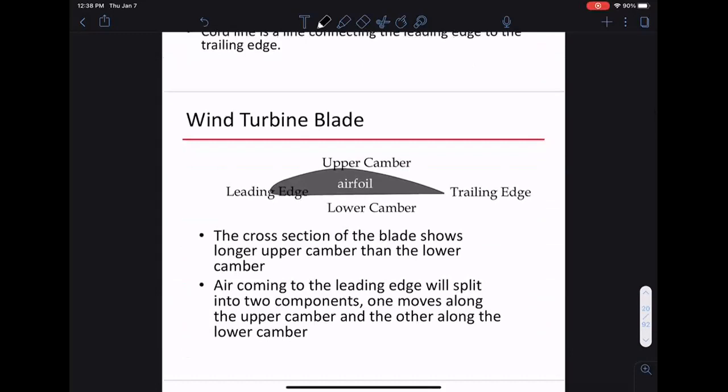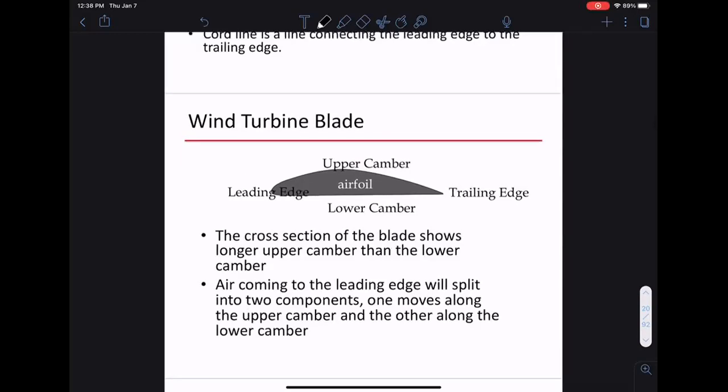So if we look at this, the basic theory of the airfoil is the following. You have a leading edge and a trailing edge. Air is coming in this way, onto the leading edge. We have an upper camber and a lower camber. Upper camber means the surface above, and lower camber is the surface below.